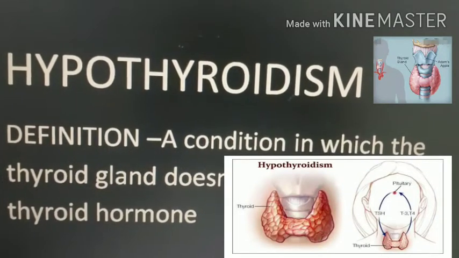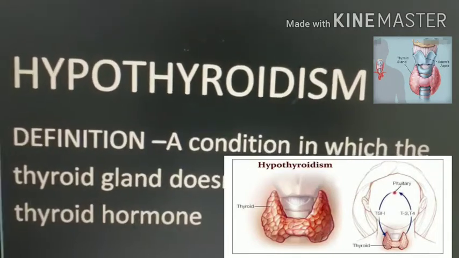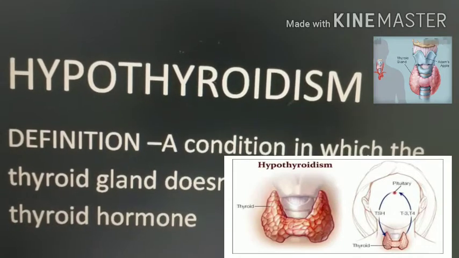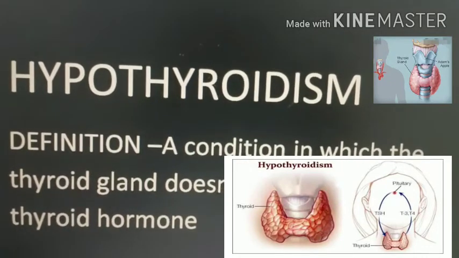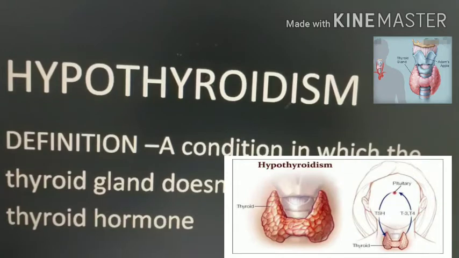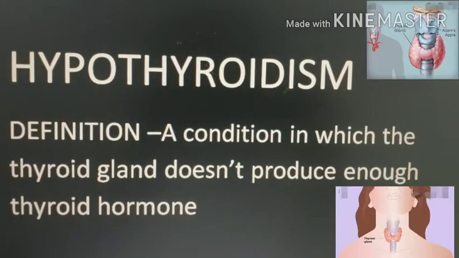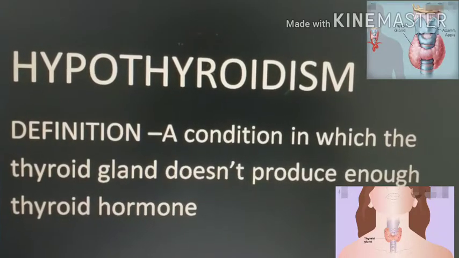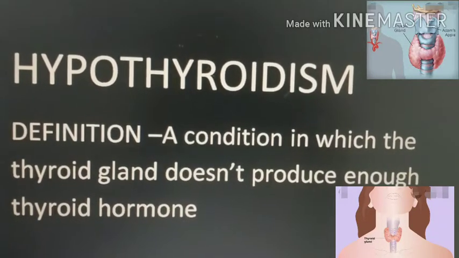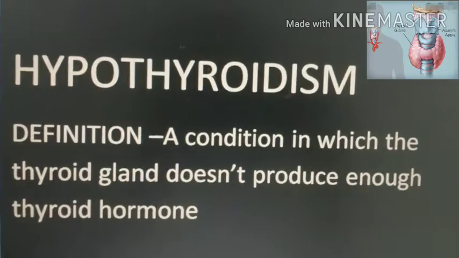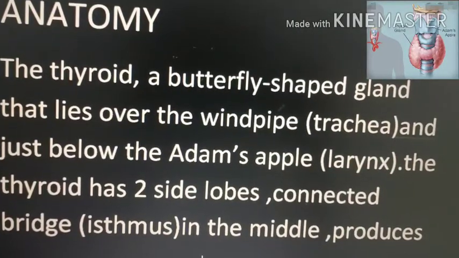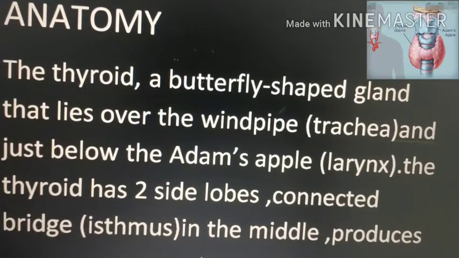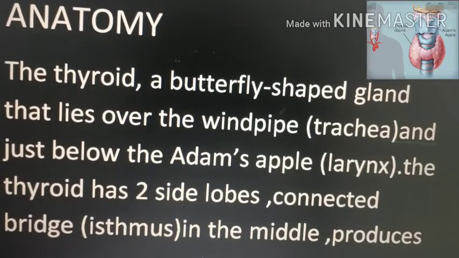So here we're going to study what is hypothyroidism, a little about the thyroid gland, the diet which will help you in hypothyroidism, and a best remedy which will help you overcome the symptoms in hypothyroidism. So the definition says that hypothyroidism is a condition in which the thyroid gland will produce less amount of thyroid hormone. So now let us know, where is this thyroid gland located, how does it look, what are its secretions, and what are its functions.